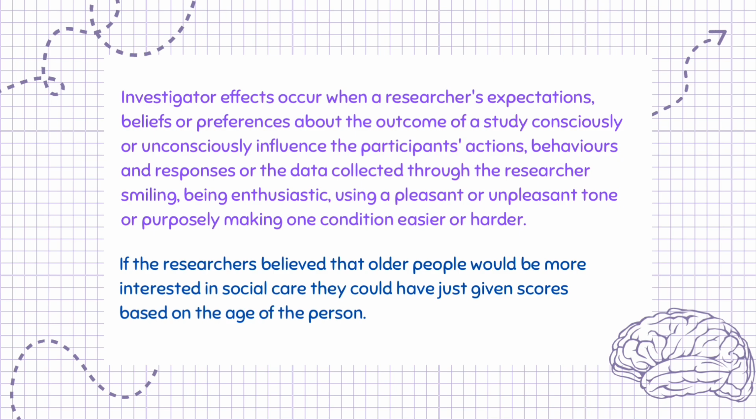Investigator effects occur when a researcher's expectations, beliefs, or preferences about the outcome of a study consciously or unconsciously influence the participants' actions, behaviors and responses, or the data collected, through the researcher smiling, being enthusiastic, using a pleasant or unpleasant tone, or purposely making one condition easier or harder. If the researchers believed that older people would be more interested in social care, they could have just given scores based on the age of the person.